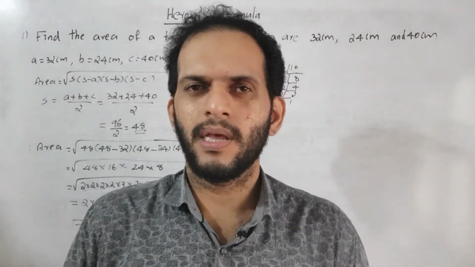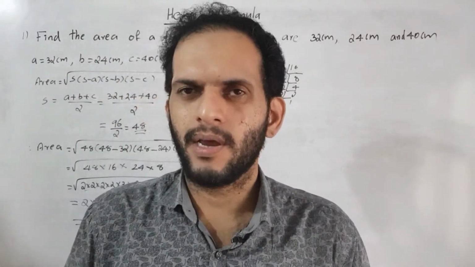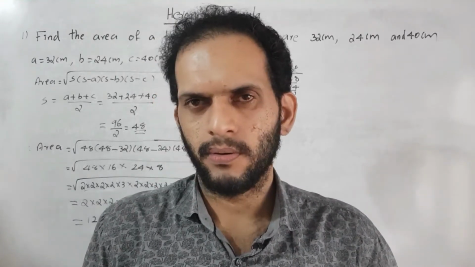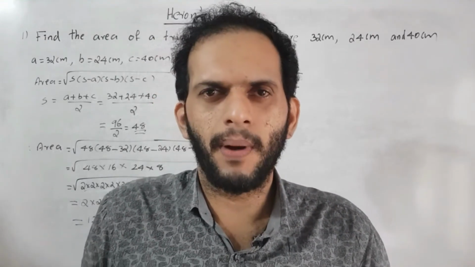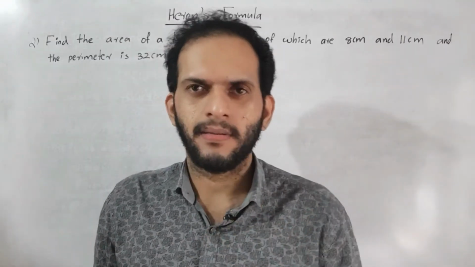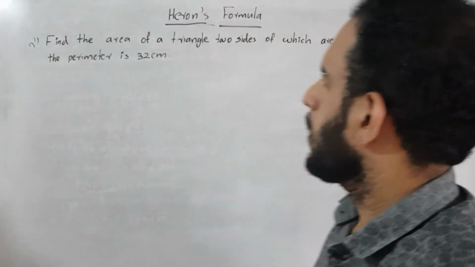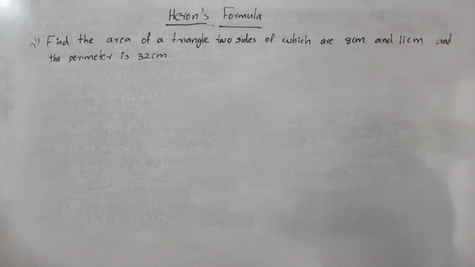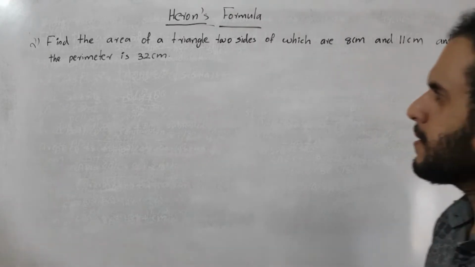Okay, then what is the area of this triangle? Area of this triangle is equal to 384 square centimeter. Okay, it's an easy method to apply to find the area of a triangle. The next example is: find the area of a triangle, two sides of which are 8 centimeter and 11 centimeter, and the perimeter is 32.